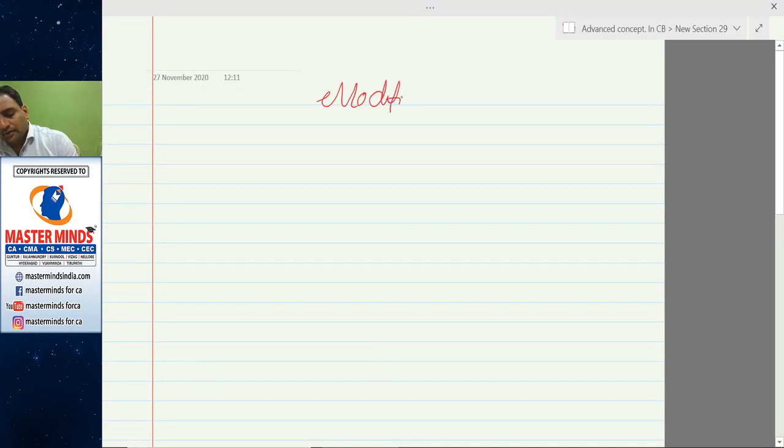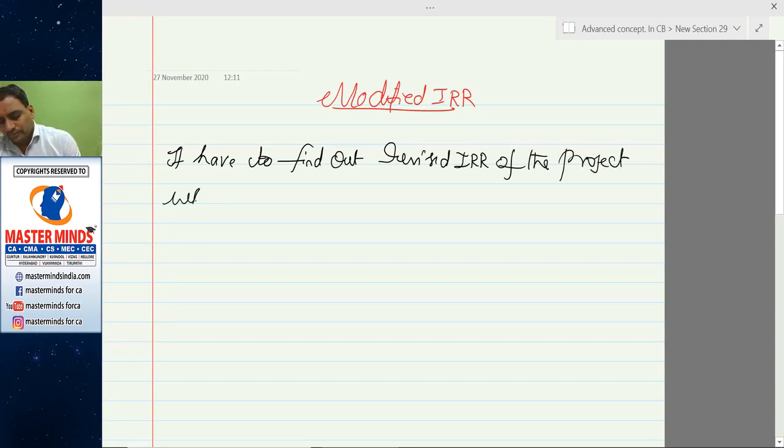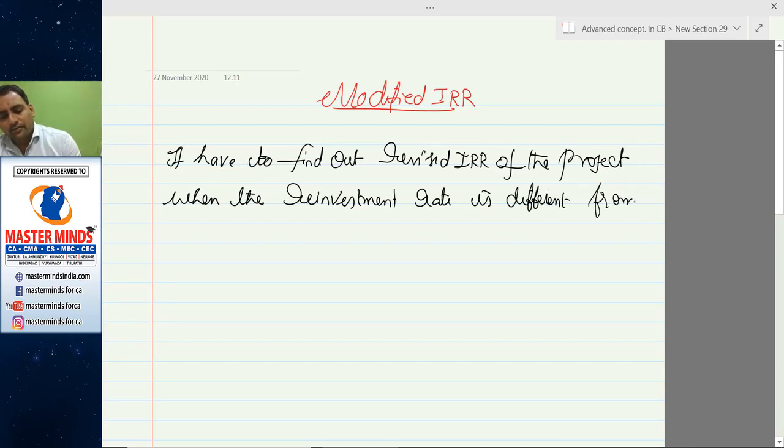Modified IRR. We have to find out the revised IRR of the project when the reinvestment rate is different from the IRR.